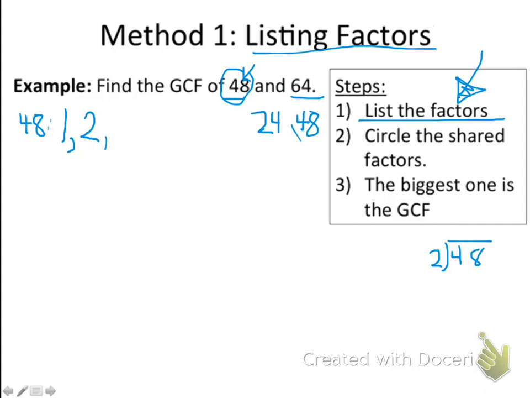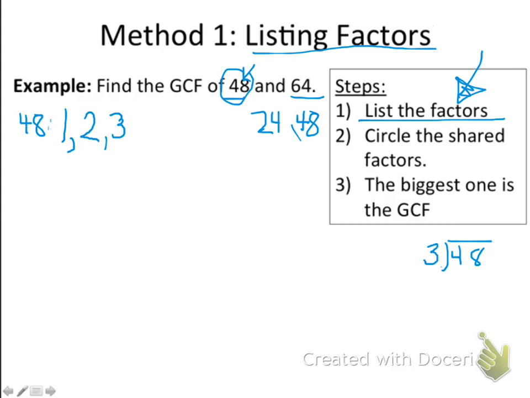Next one is 3. Check out your divisibility rule for 3. It's that if you can add up both digits and your sum is divisible by 3, then your number is divisible by 3. 4 plus 8 is 12, which is divisible by 3. So we know that it will be divisible by 3. What times 3 gives 48? This one's a little bit more challenging, so maybe we should do it on the side.